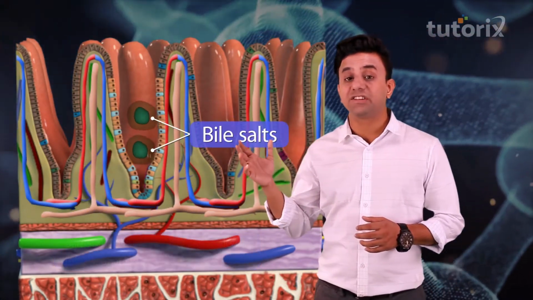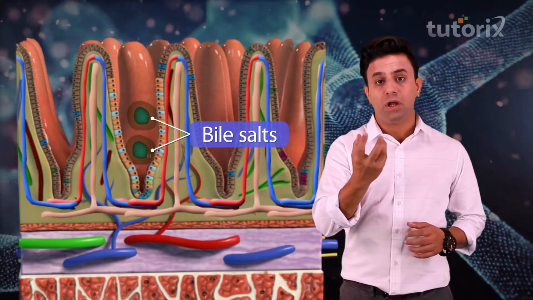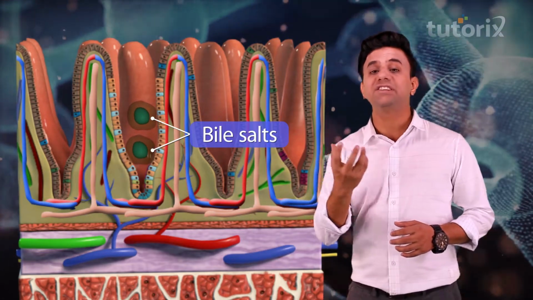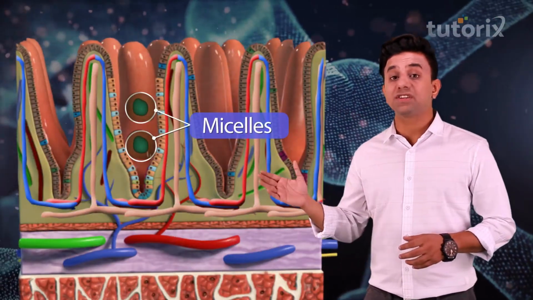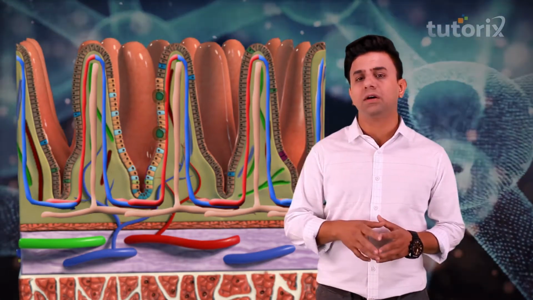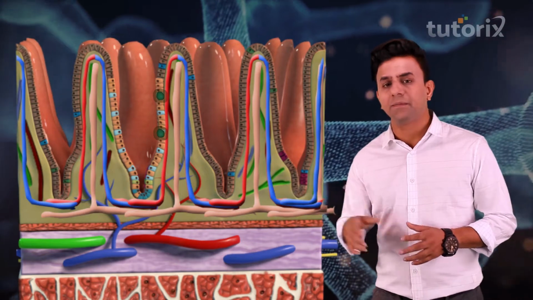The bile salts form a coating, they form a globule, that is a droplet with these fatty acid and glycerol, and this droplet is known as micelles. These micelles are water soluble and hence will move inside the intestinal mucosa. So now what happens inside the intestinal mucosa?